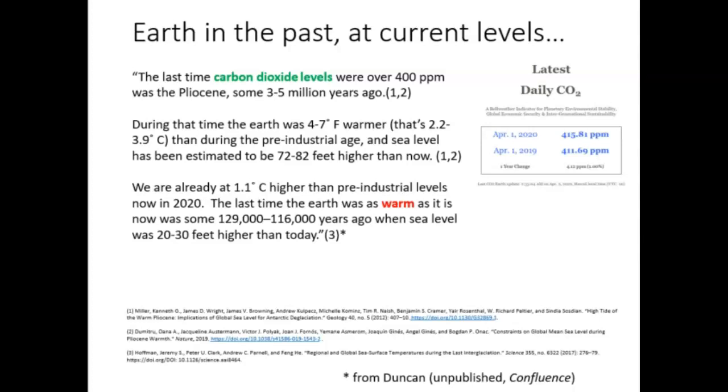We are already at 1.1 degrees C higher than pre-industrial levels in 2020. The last time Earth was as warm as it is now was some 129 to 116,000 years ago during the ice ages, during an interglacial period when sea level was 20 to 30 feet higher than today.